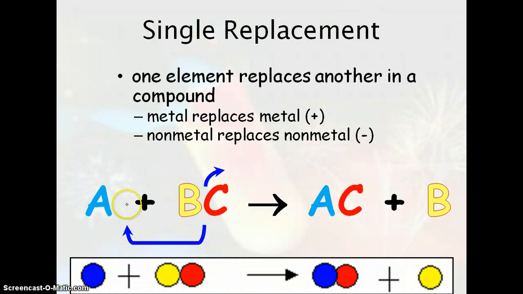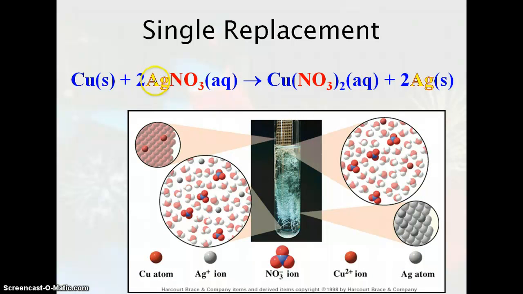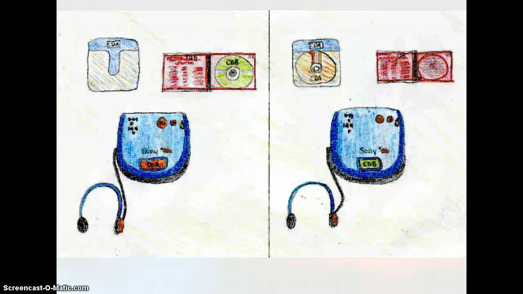Okay, so here in this instance, we have A. A comes in, kicks out B. Now, A and C are together, and B are by themselves. Okay, basically you get one person coming in and kicking the other one out. All right, here's an example. You have copper and silver nitrate, and the copper comes in and kicks the silver out, and now it's copper nitrate and the silver is by itself.